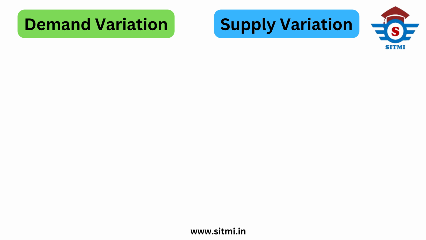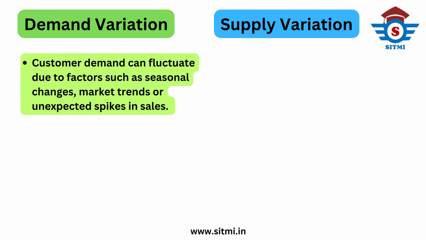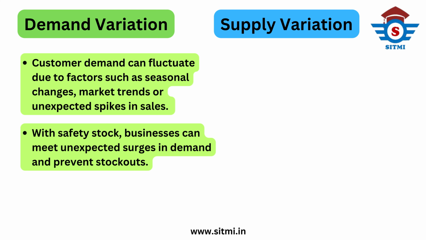So first, understand the demand variation. Safety stock helps to mitigate the risk of demand variation because we know that customer demand can fluctuate due to many factors like seasonal changes, market trends, or even an unexpected spike in sales requirements. That's why by having safety stock, businesses can meet unexpected surges or spikes in demand and prevent stockouts.